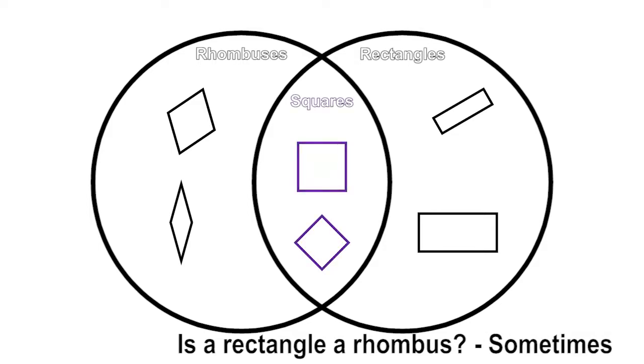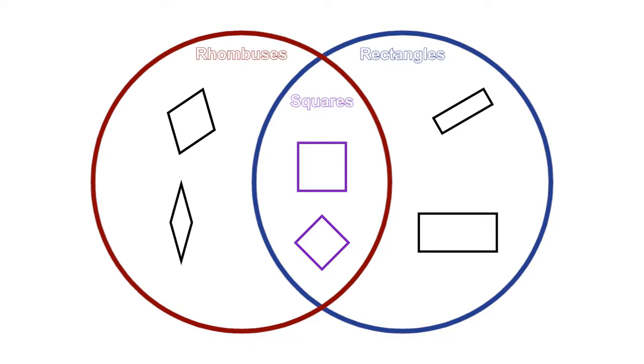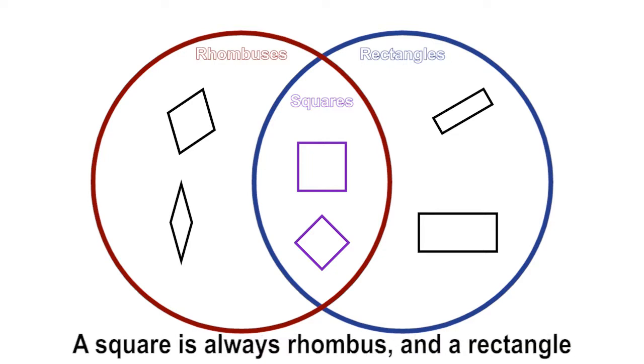A square has all the attributes of both a rhombus and a rectangle. Another way to look at it is that a square is always a rhombus and it is always a rectangle. It has four equal sides, which is the definition of a rhombus, and it has four right angles, which is the definition of a rectangle.